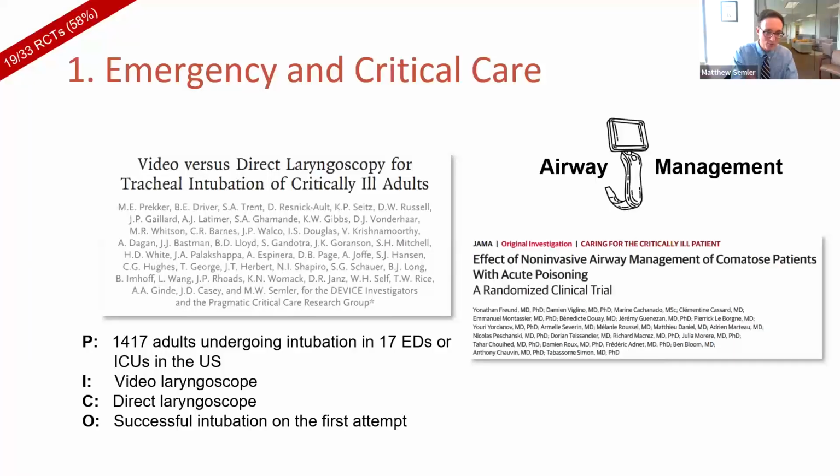Just to make this tangible, this is one of the trials. This was a trial conducted at 17 EDs and ICUs in the United States that enrolled critically ill patients presenting to the ED or ICU with need for placement of a breathing tube, and compared the only 2 devices available in the US to place a breathing tube, the video laryngoscope or a direct laryngoscope. And the outcome was successful intubation on the first attempt. So that's an example of a type of airway management trial in this emergency and critical care space. Next slide.